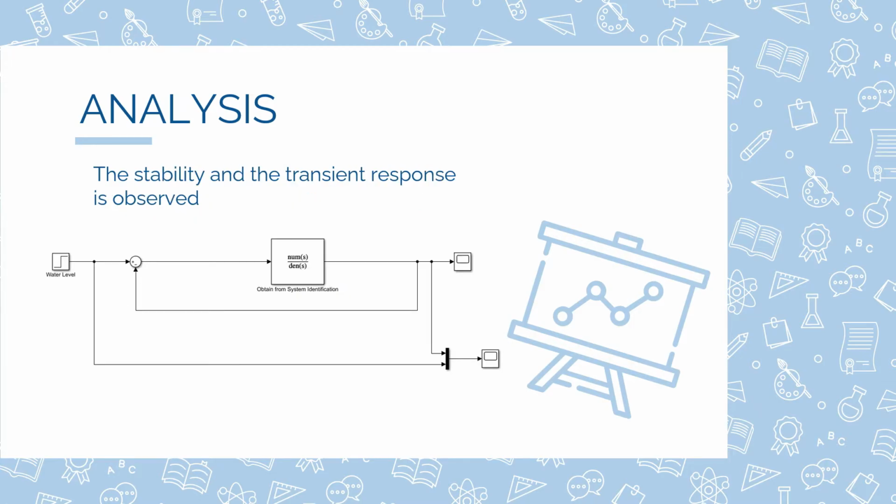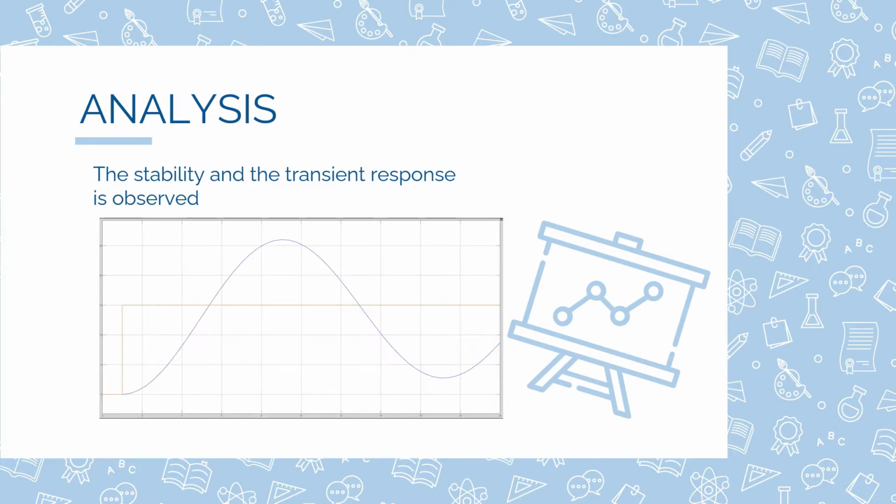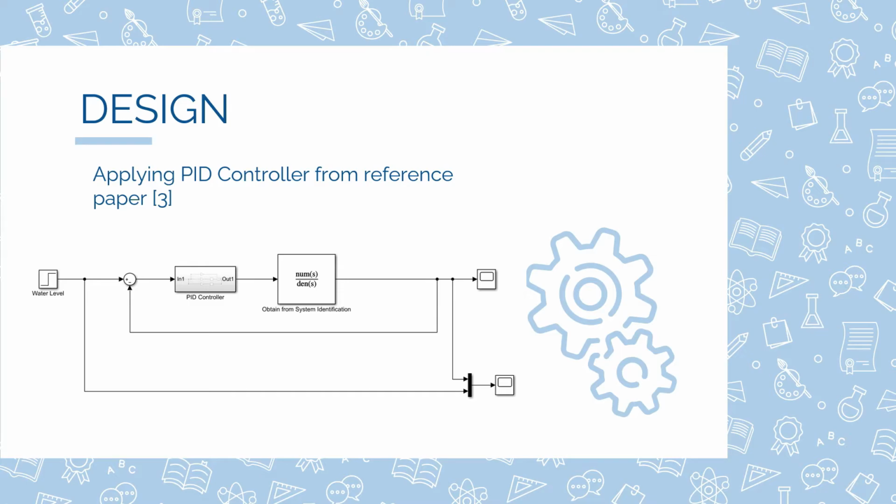From there, we did a closed loop system by using the transfer function from the reference paper. Water level is set to 15 cm. As you can see, the transient response is bad. Next, we designed the PID controller to obtain a more robust transient response. There are 3 designs that I did. First is the PID controller from the same reference paper that I referred to for my transfer function.